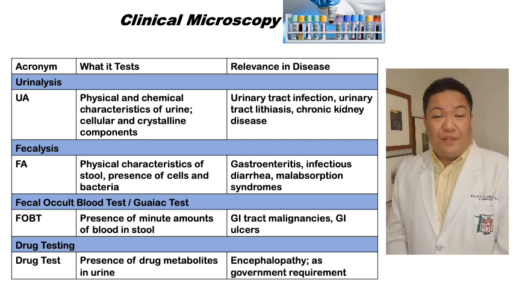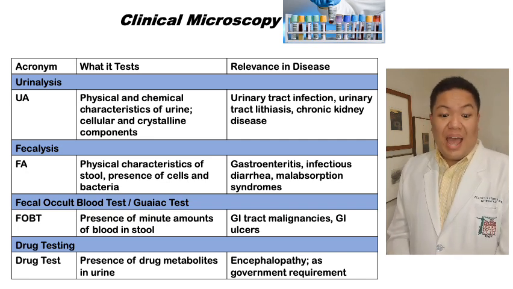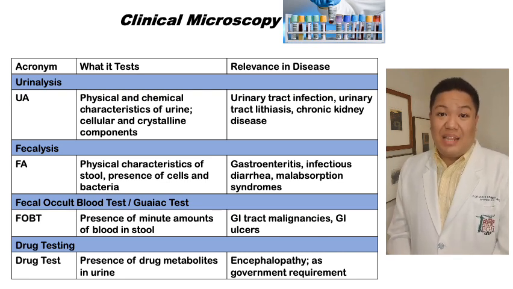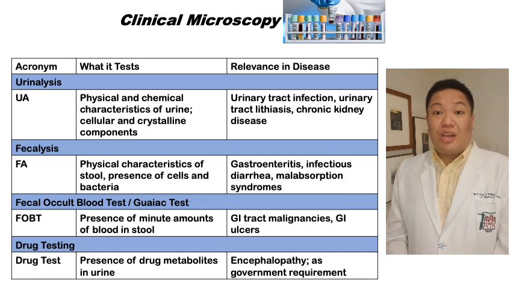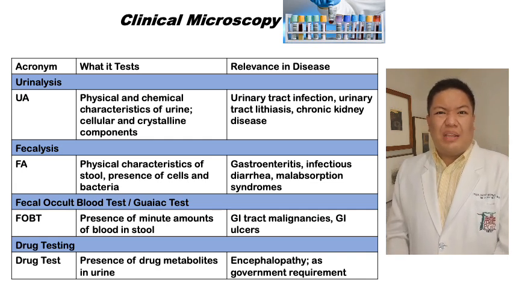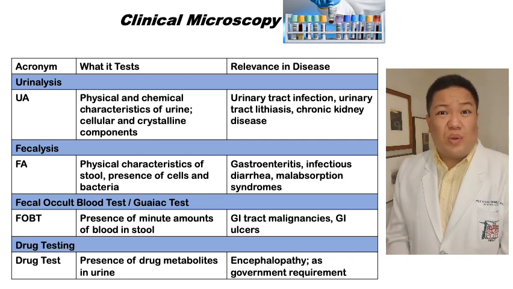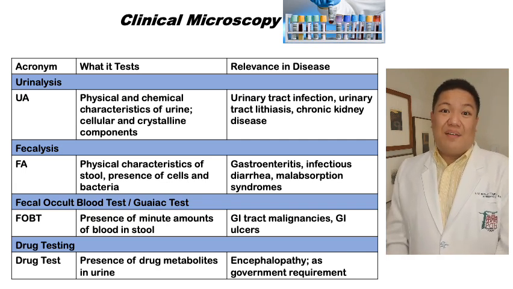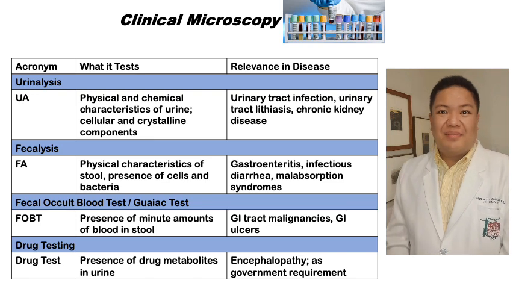You can also request a fecal occult blood test or a fecal immunochemical test to determine whether there is bleeding in the GI tract or whether there are malignancies which can be manifesting as bleeding in the GI tract. And also we can do drug testing here in the microscopy lab for the presence of drug metabolites, which is sometimes useful in determining the cause of an encephalopathy, or sometimes as a government requirement. Like for example, when you're requesting for a driver's license, this is where you can have your drug test done.